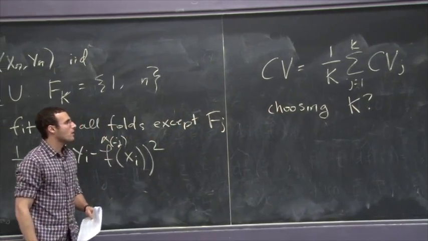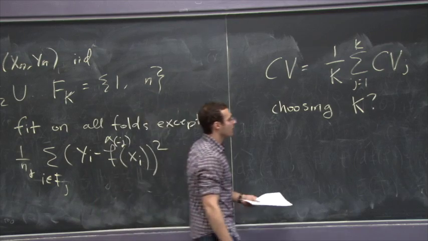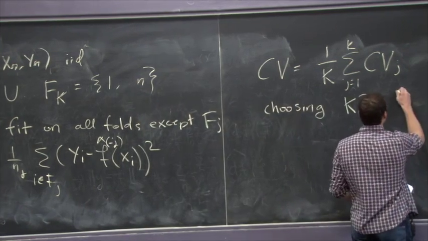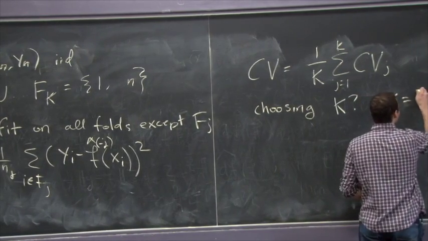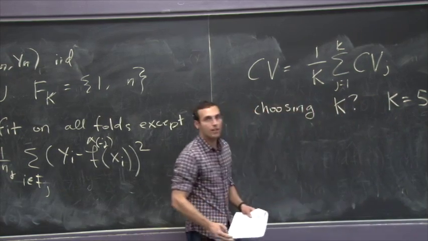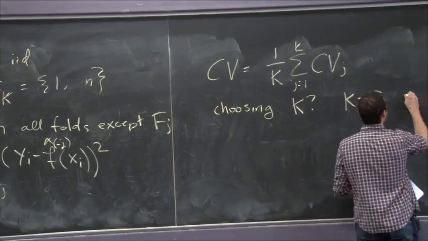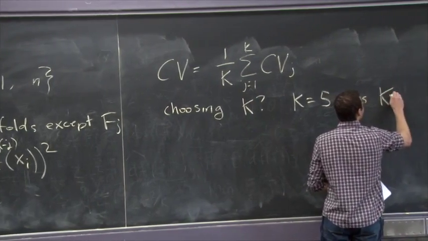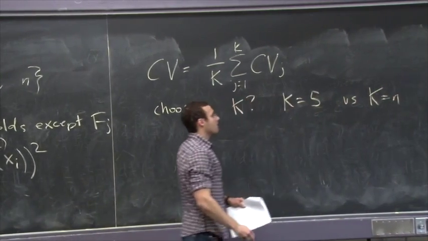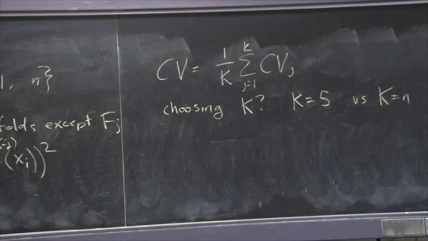This is a common issue we all encounter. So let's think about the most common choices. The most common choices I would claim are k equals 5 or 10. So 5 or 10 full cross-validation, but I'll just write 5, versus k equals n. One that people like to do, which is leave one out cross-validation.